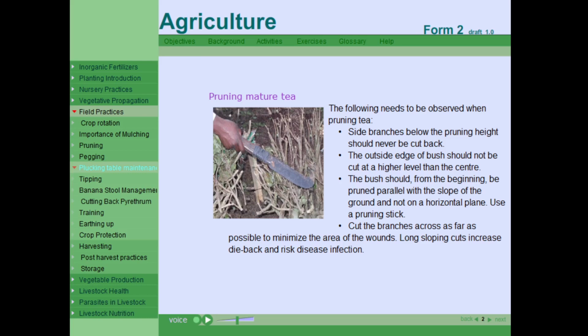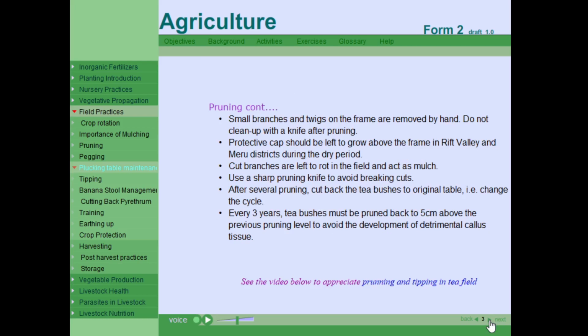Cut the branches across as far as possible to minimize the area of the wounds. Long sloping cuts increase dieback and risk disease infection. Small branches and twigs on the frame are removed by hand. Do not clean up with a knife after pruning.